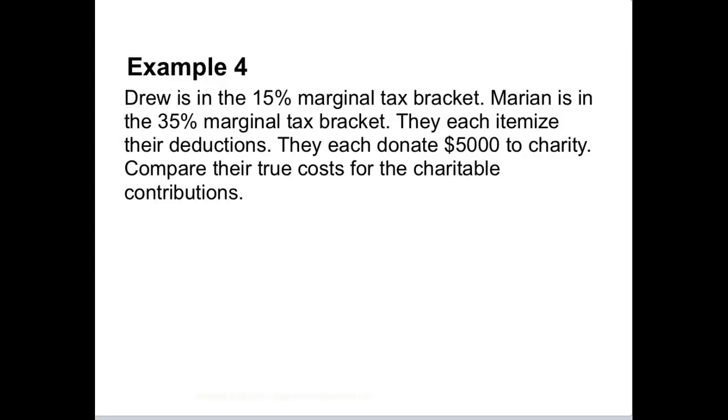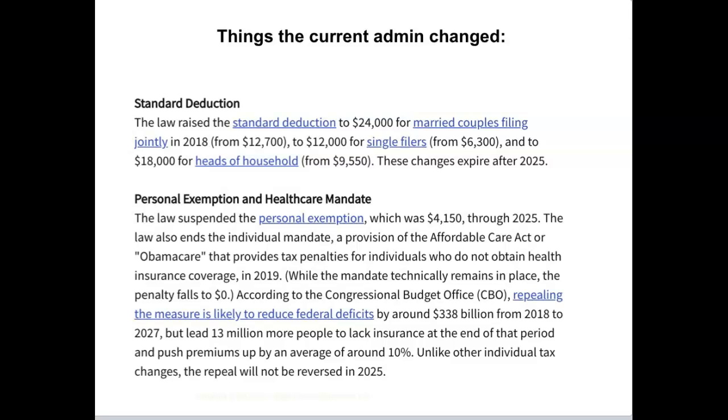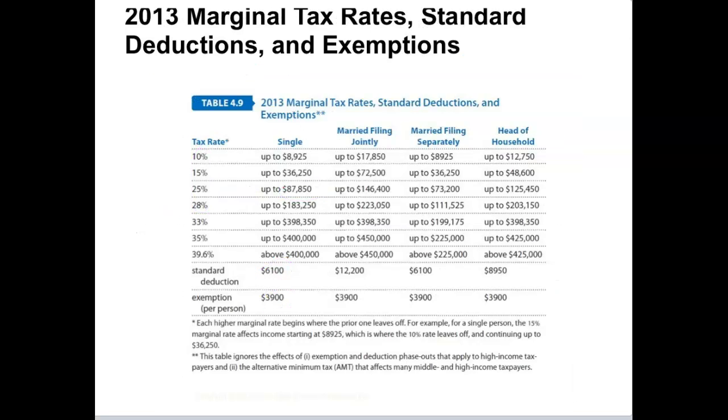This example, though, is a good example showing how it's actually easier for rich people to donate money and costs less than it does for people who make less money. So if Drew is in the 15% marginal tax bracket, that means at most he's making what? He's making less than $36,250, right? And Marion is in the 35% tax bracket. That means she's making somewhere more than $398,000, but less than $400,000. So she's much better off than Drew in terms of her income.